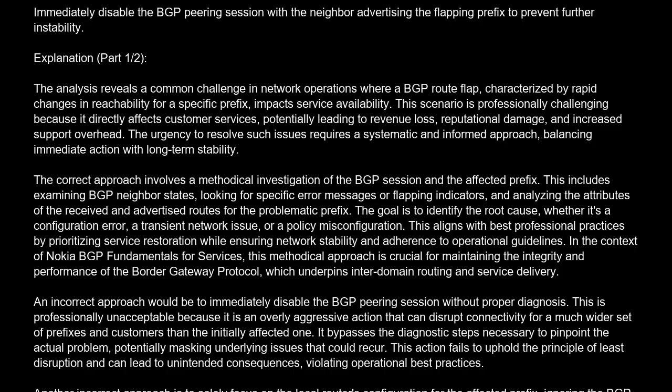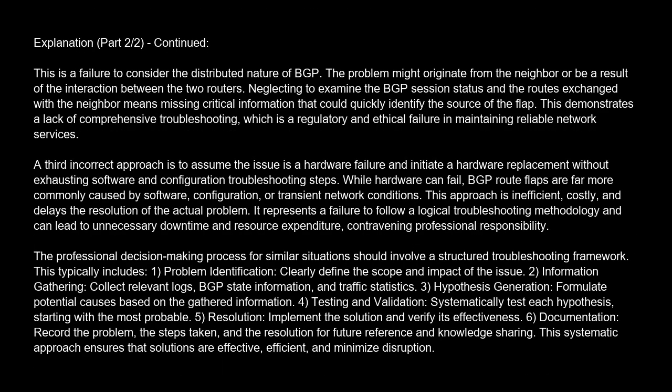Another incorrect approach is to solely focus on the local router's configuration for the affected prefix, ignoring the BGP neighbor's state and advertised routes. This is a failure to consider the distributed nature of BGP. The problem might originate from the neighbor or be a result of the interaction between the two routers. Neglecting to examine the BGP session status and the routes exchanged with the neighbor means missing critical information that could quickly identify the source of the flap. This demonstrates a lack of comprehensive troubleshooting, which is a regulatory and ethical failure in maintaining reliable network services.